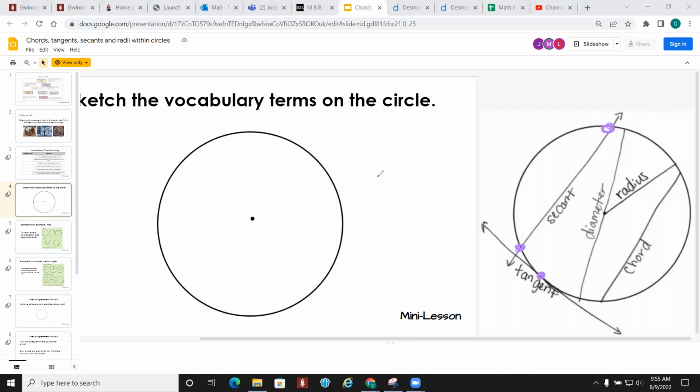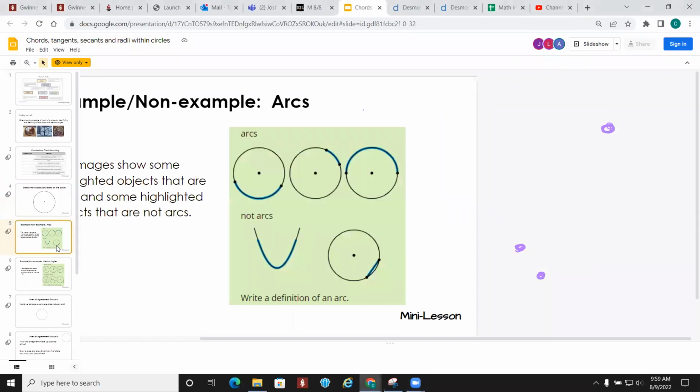All right, so you draw a fabulous picture on your paper. So draw a circle, include all of that stuff, make it pretty. All right, so let's take a look at the next slide.